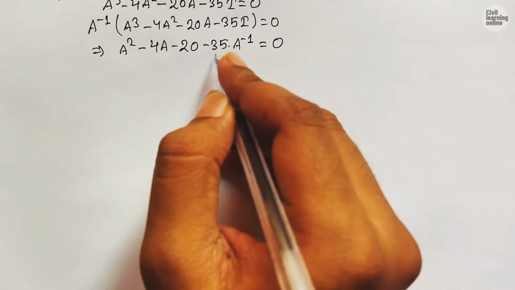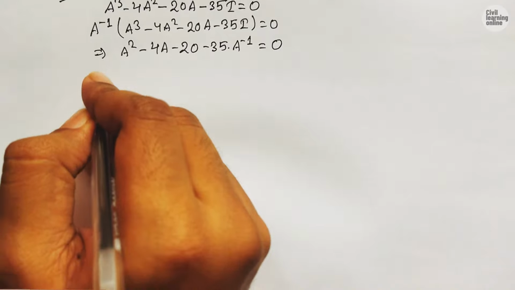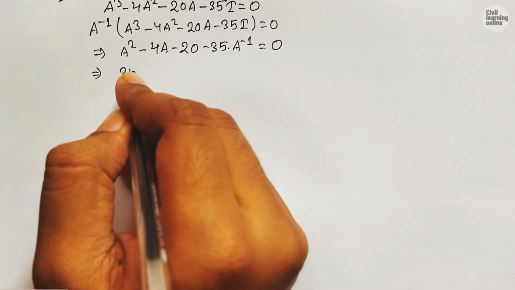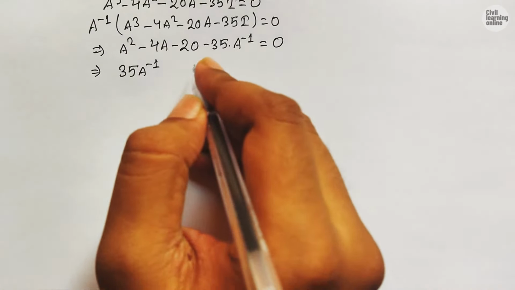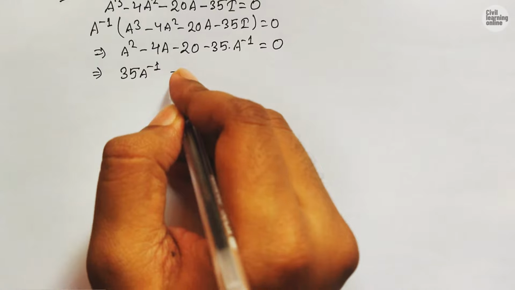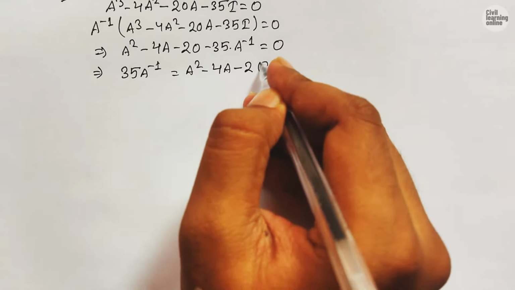So what we need to do is bring this 35 A inverse to the other side. Negative on going to the other side of the equal sign will become positive. So 35 A inverse equals A square minus 4A minus 20.